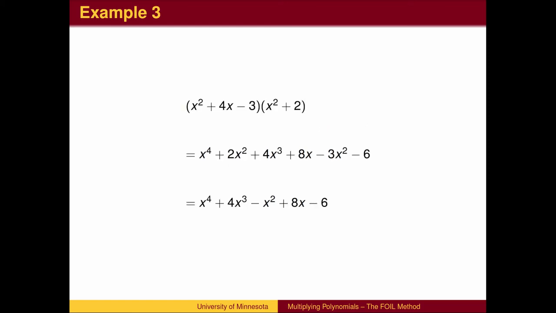The idea extends to polynomials of any length. Each term in the first polynomial is distributed over each term in the second polynomial. In this case, we multiply the x squared by both x squared and 2, then multiply the 4x by both x squared and 2, then finally multiply the negative 3 by both x squared and 2, combining like terms at the end.